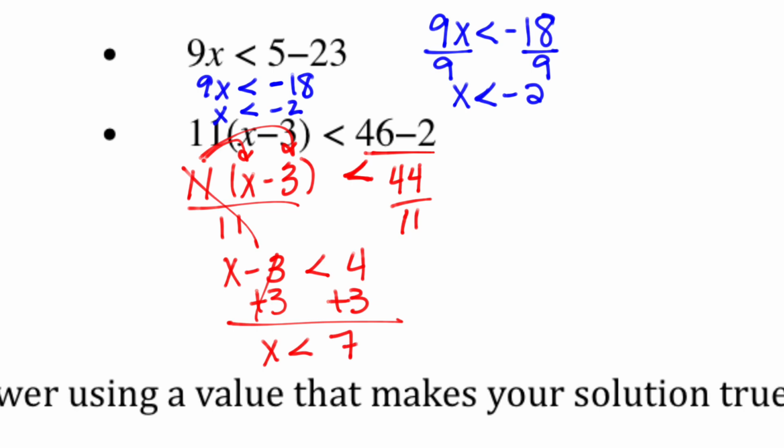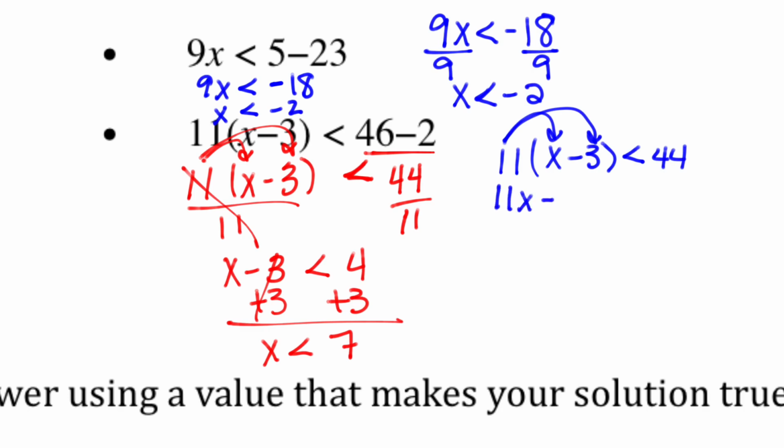7. Okay, so I'm going to go ahead and show you that you can do the distributive property as well as doing the division. So I'm going to show you can do both ways and get the same answer. So I'm going to do 11 times x minus 3 is less than 44. We're going to distribute our 11. So we get 11x minus, what's 11 times 3? 33. It's less than 44. Now what do I do to solve for x? You add 33. I add it.